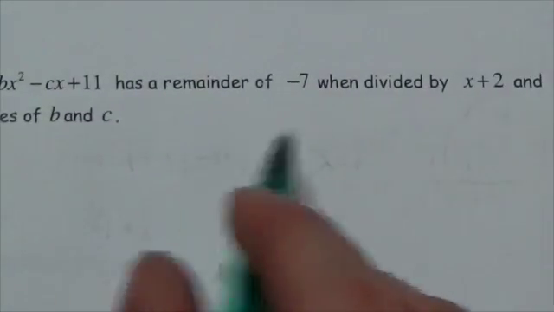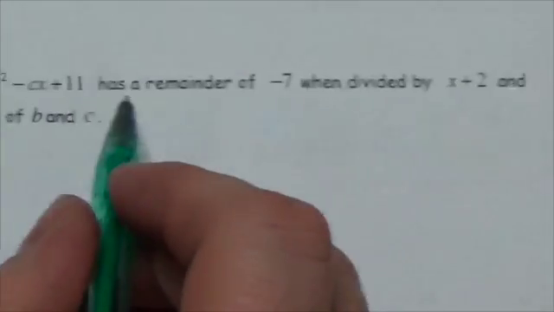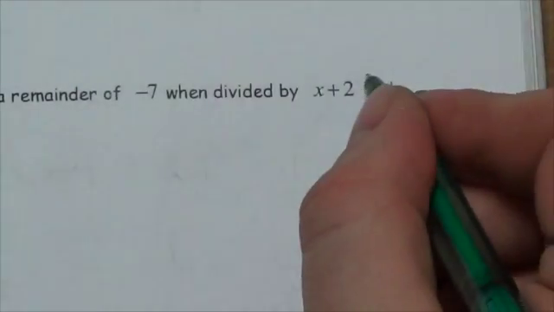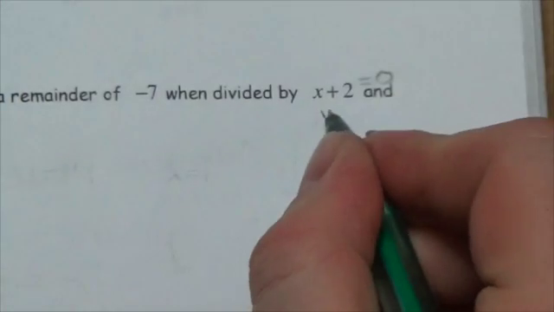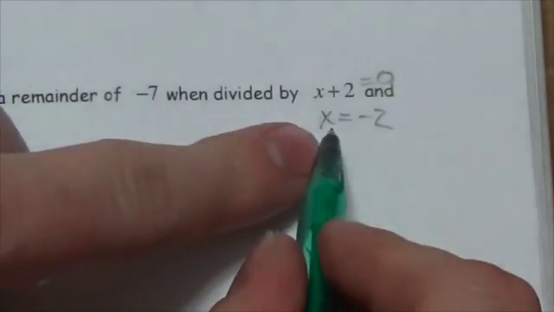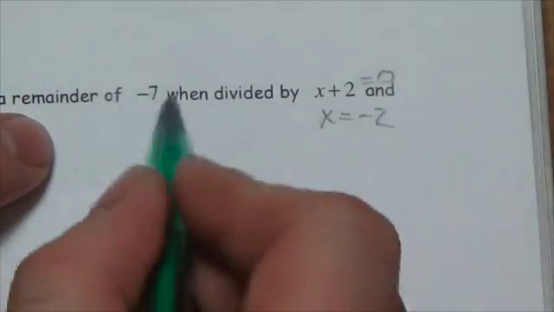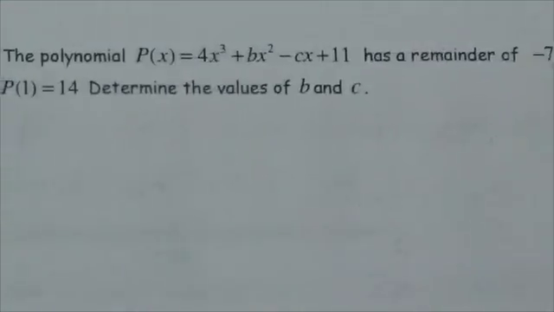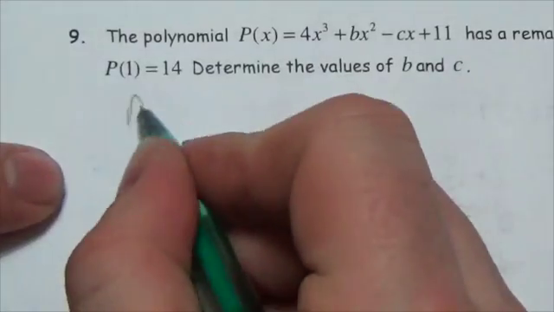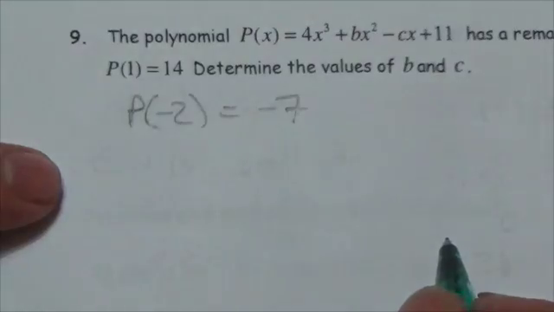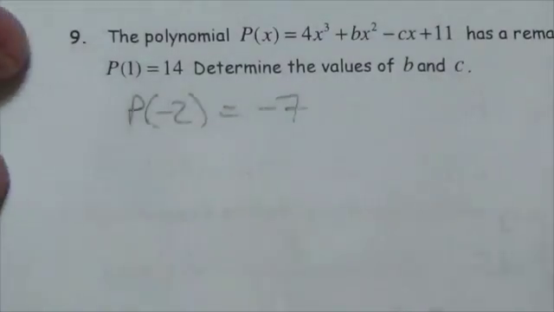So let's just look at the information that we're given here. We've got that polynomial, and it has a remainder of negative 7 when divided by x plus 2. If we let that equal 0 and solve, we get x equals negative 2. So if I plug negative 2 into the polynomial, I get a remainder of negative 7. That means p at negative 2 is equal to negative 7. Good, that's what that first little bit of information is.